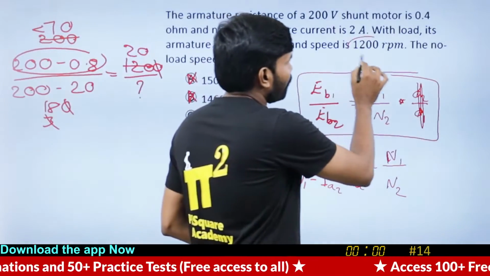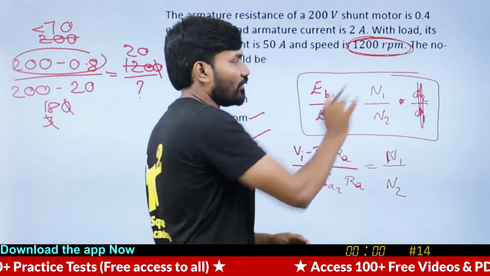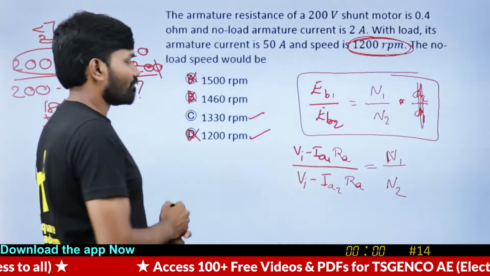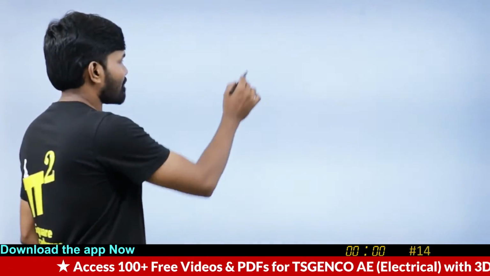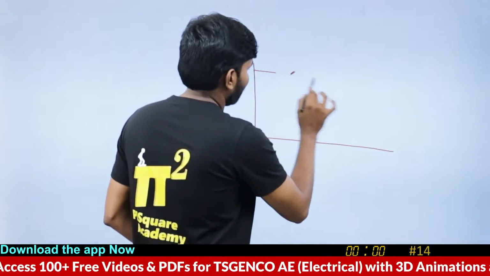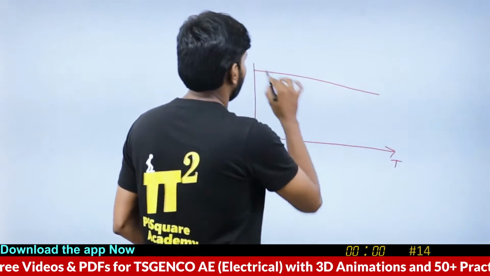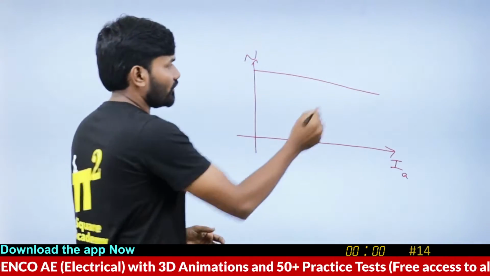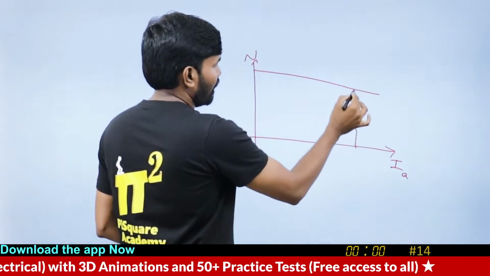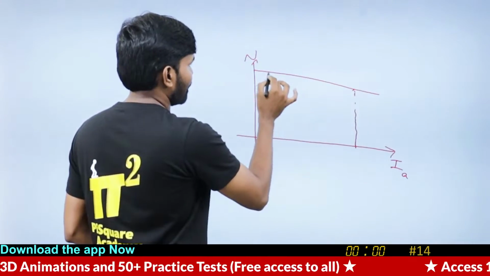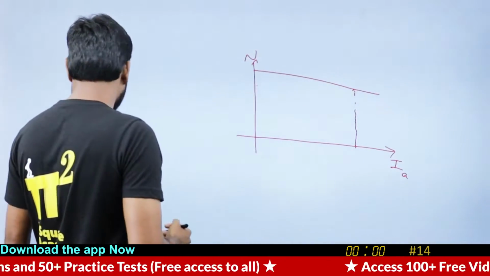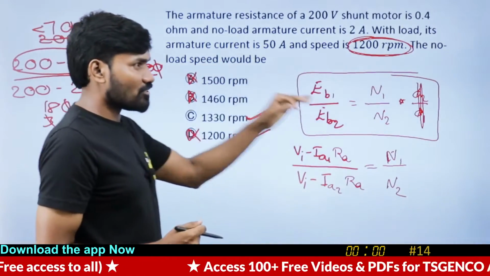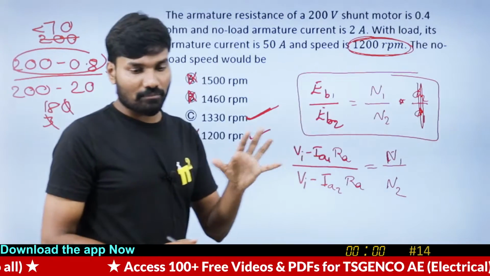See, at some load, you're having 1200. At no load, definitely not 1200, because you know the characteristics are like this: torque versus speed, or IA versus speed for a shunt motor. At this current, if it is 1200, at less current it will be higher than that. So definitely this is also not the answer. This is a possible answer. You don't have to get into much calculation, you can approximately mark it.